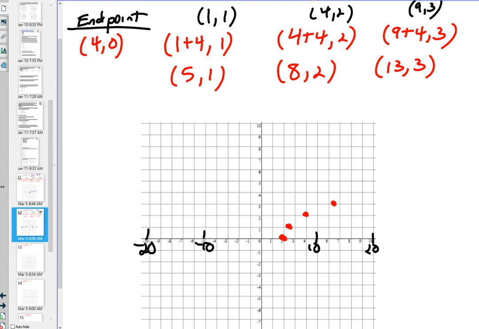Because I changed my scale, this graph is going to look a little bit taller than it should normally. It did not stretch at all, just since I changed my scale. That's what's going to make it look a little bit taller.